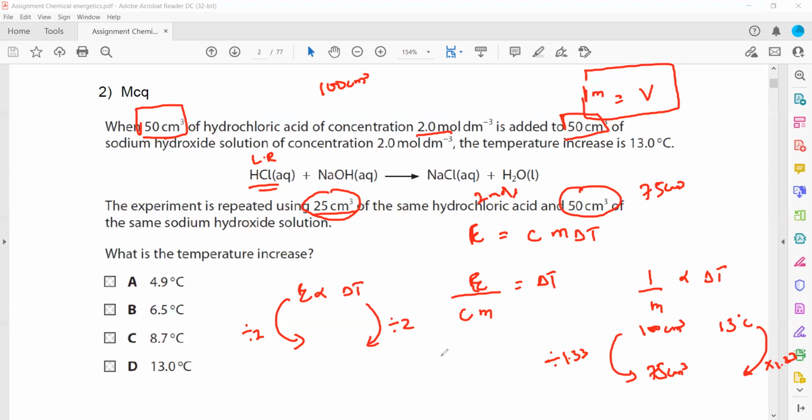So what will be the overall change in temperature? Due to the change in moles, the temperature change should be divided by 2, and due to the change in volume, as the volume or mass is decreased, the temperature change should be higher, so it will increase by 1.33. The original temperature change is 13, so 13 times 1.33 divided by 2 is about 8.645, which is about 8.7. That's why C is the right answer. Is it clear?